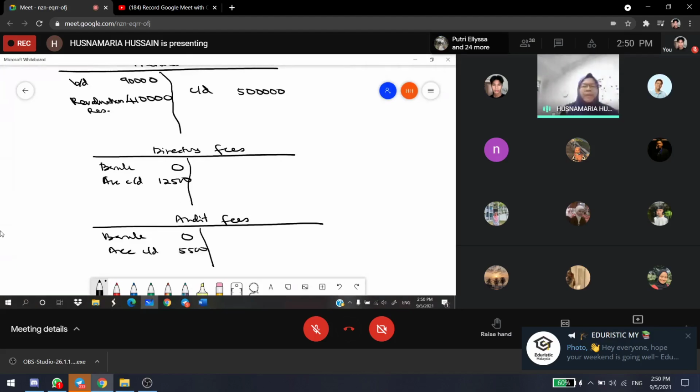So this is an expense, close and transfer to SOPL. How much? 12,500. In the P&L also 12,500. In the SOPL also 12,500, because you haven't paid at all during that year. 1,500.